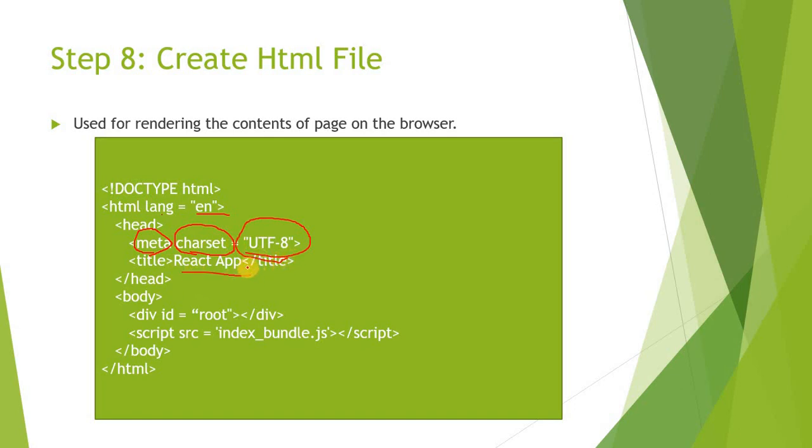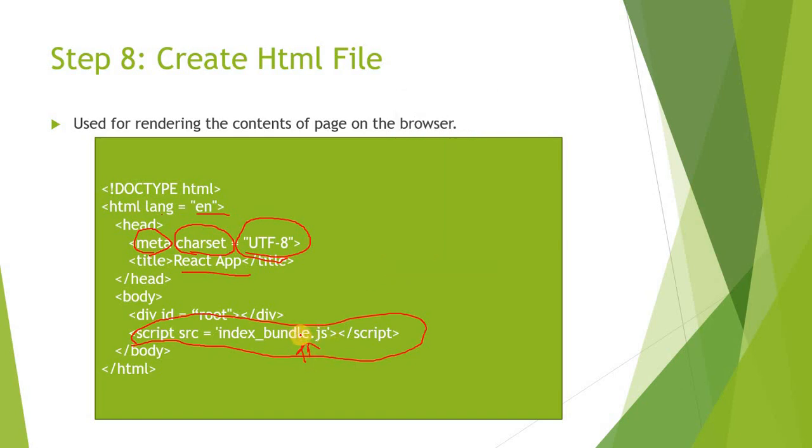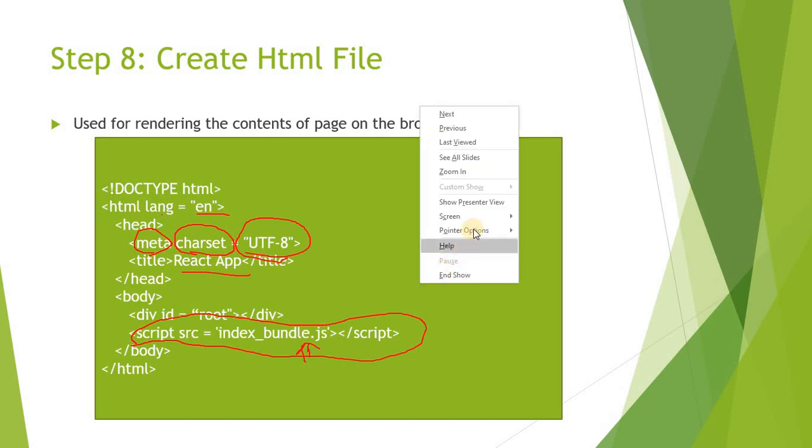Define the title of your page, and you can see that we reference the script src, that is the index underscore bundle file. This file is the bundle file that has been configured in webpack and Babel. With the help of Babel, it will create this bundle file. So this bundle file will run in your browser.